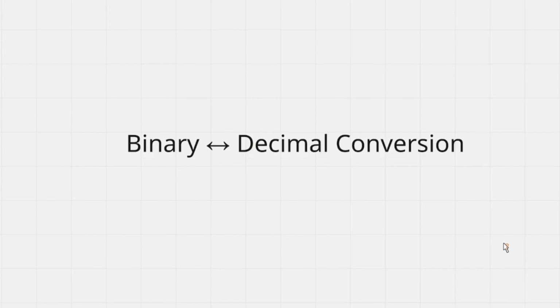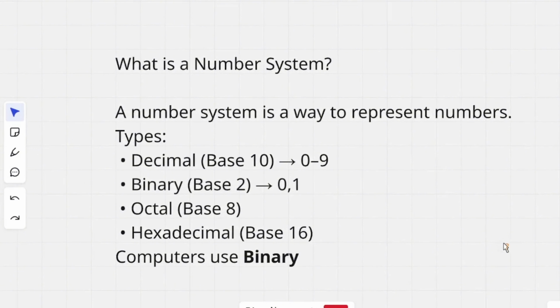So at first we have to learn what is a number system, right? So let's see what is a number system. A number system is a way of representing numbers. We have so many ways of representing numbers. So here we have decimal, binary, octal and hexadecimal. We have so many number systems.